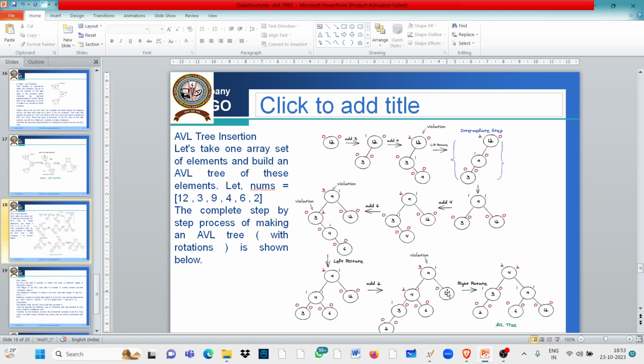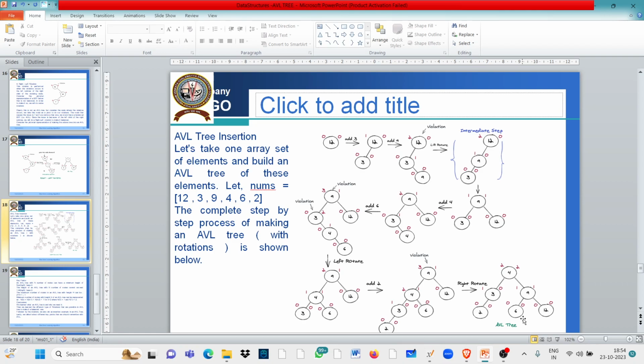So 12 is greater, so it is coming here. But you see, 6 was attached to 4. 6 is a child of 4. Then when you put that one, now you check it. 6 is greater than 4, so it will come to the right. 6 is less than 9, it will come to the left. It is there. Then 3 2, it will be there as it is. Now you check, it is an AVL tree. We don't have any problem.